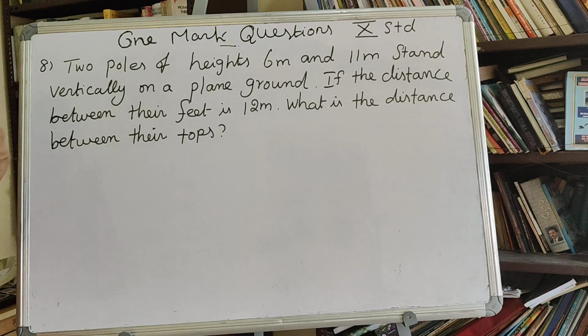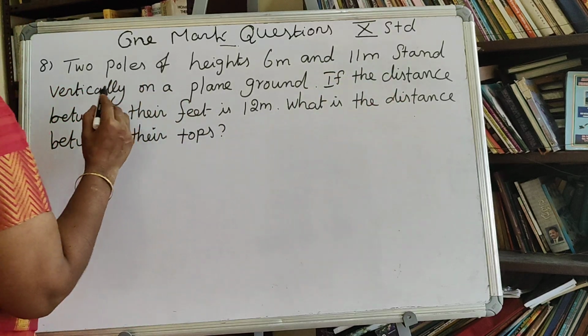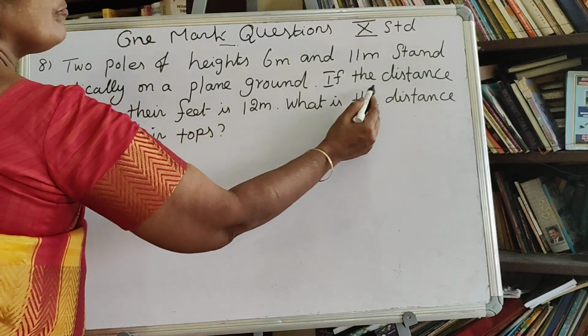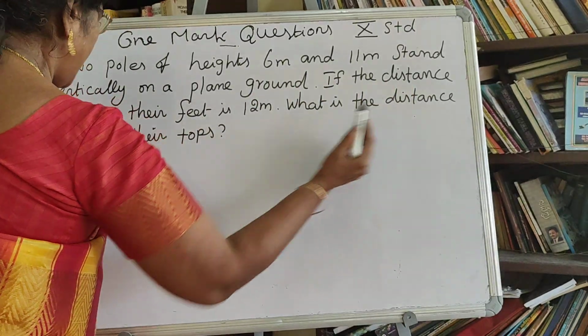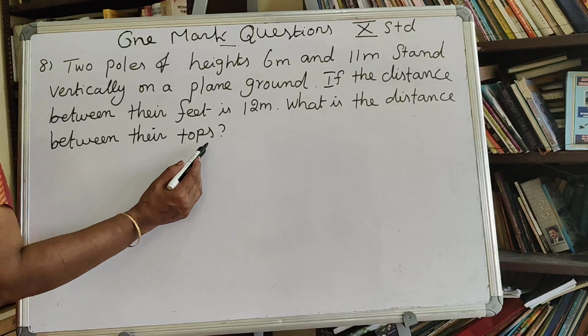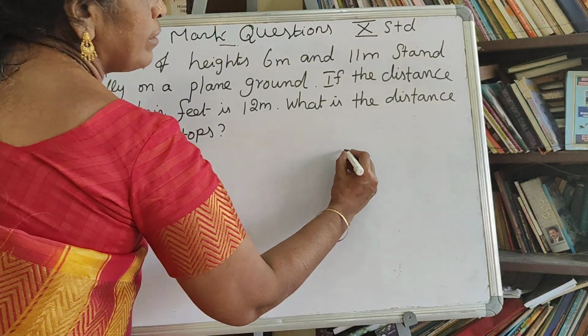Next question. Two poles of height 6 meter and 11 meter stand vertically on a plain ground. If the distance between the feet is 12 meter, what is the distance between the tops? Now, draw a figure.